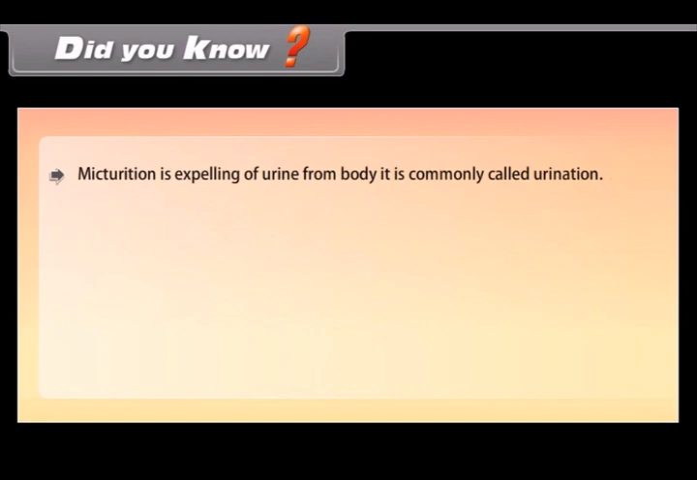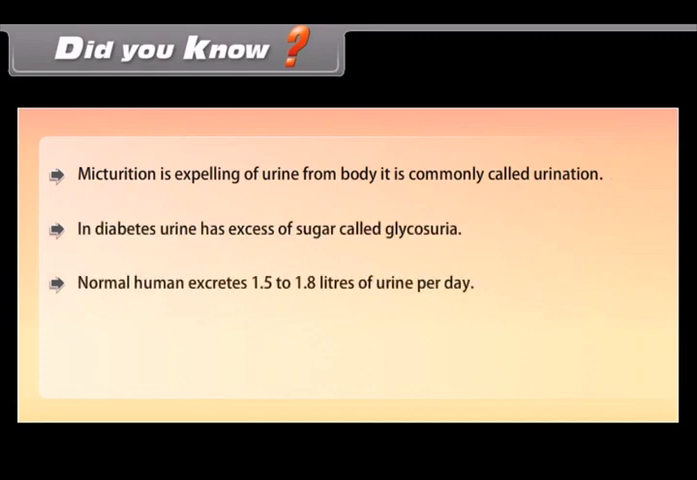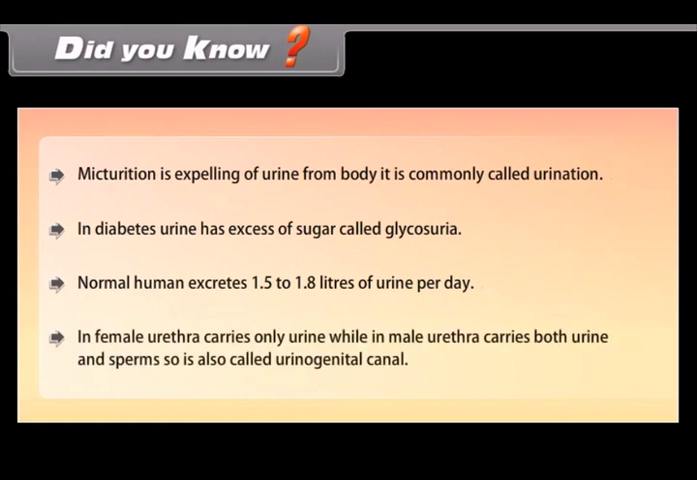Did you know? Micturition is expelling of urine from body. It is commonly called urination. In diabetes, urine has excess of sugar called glycosuria. Normal human excretes 1.5 to 1.8 liters of urine per day. In female, urethra carries only urine, while in male, urethra carries both urine and sperms, so is also called urinogenital canal.